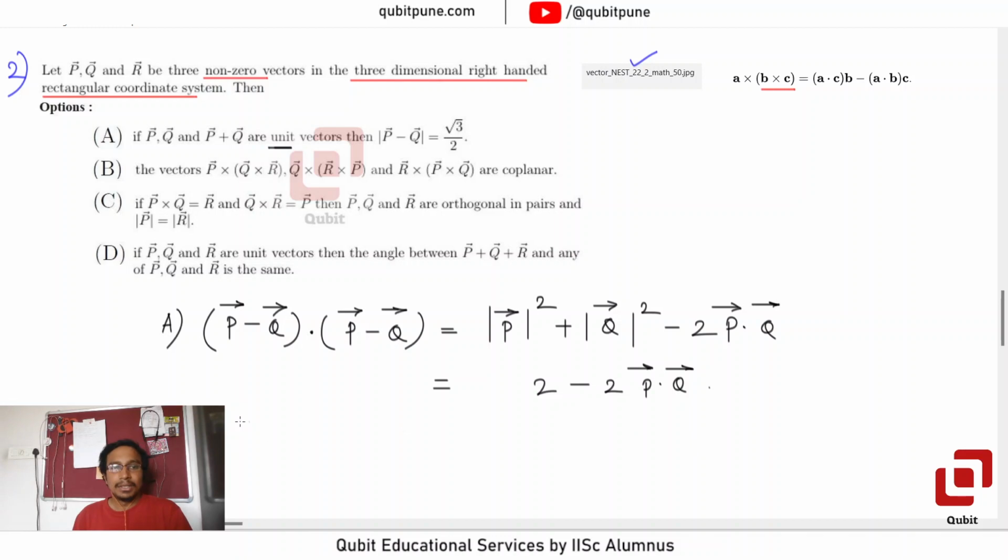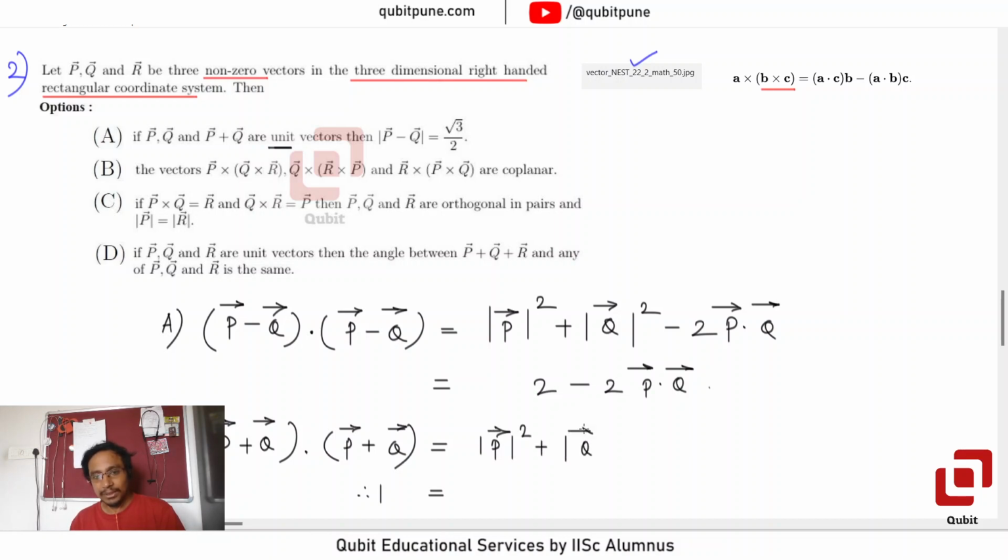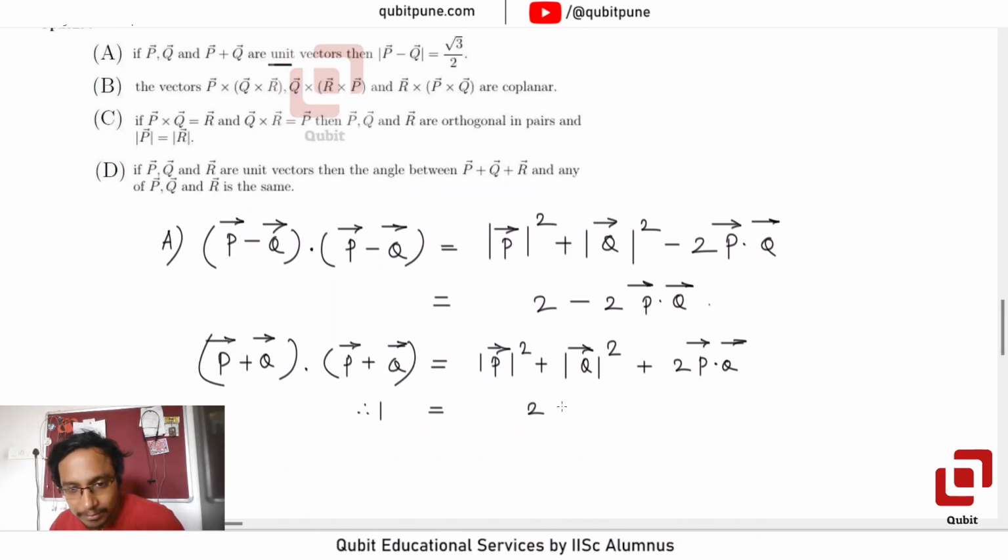Okay. Now let's make use of the fact that p bar plus q bar is also a unit vector. So what will be p bar plus q bar dot p bar plus q bar? We know it will be 1 because its magnitude is 1. On the right side it will be mod p bar squared plus mod q bar squared plus 2 times p bar dot q bar, and here we are using the commutative property of dot product. Even in the first case we used that p dot q is q dot p. So this will be 2 plus 2 p bar dot q bar.